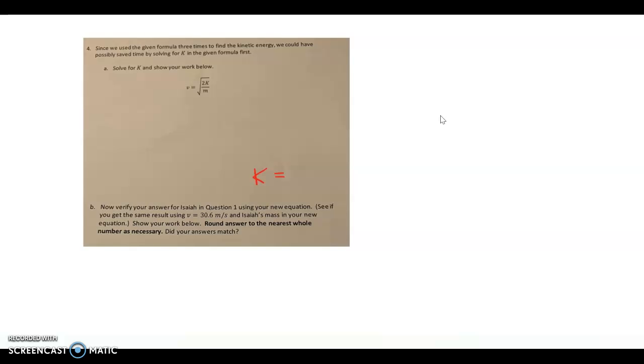Well, the first thing I see is the square root. How do we get rid of the square root? Well, could we square both sides? That's going to work. So squared, the square root cancels, so we get v squared equals 2k over m. Now you need to finish solving for k.